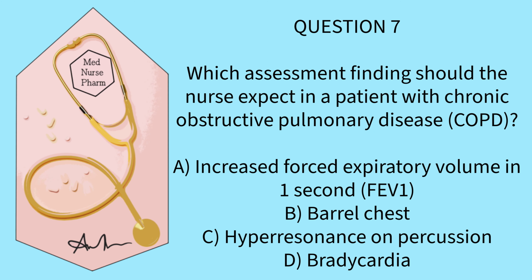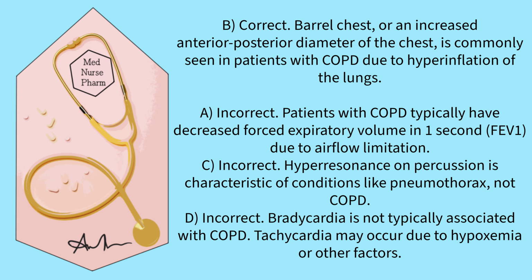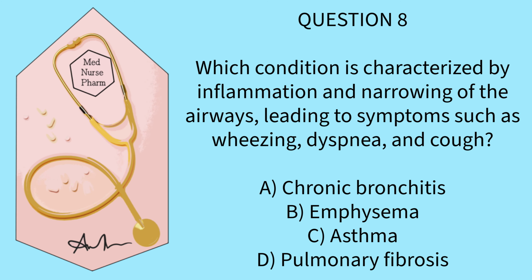Question 7. Which assessment findings should a nurse expect in a patient with COPD? Increased FEV1, barrel chest, hyperresonance on percussion, bradycardia. Pause the video and select your answer. If you chose option B, you are correct. Barrel chest, or an increased anterior-posterior diameter of the chest, is commonly seen in patients with COPD due to hyperinflation of their lungs.